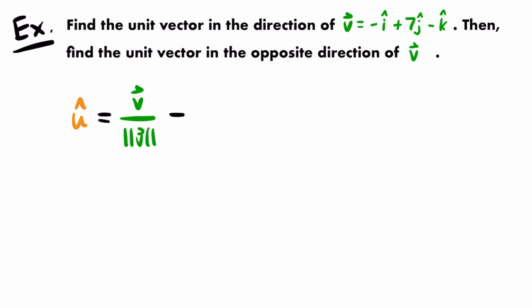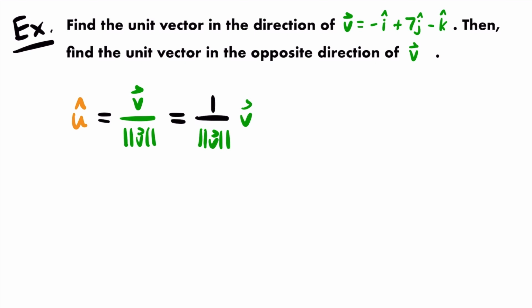Note that you could also write this to be 1 divided by the magnitude of vector v multiplied by vector v. So this is just scalar multiplication of 1 divided by the magnitude times vector v. And so in order to find the unit vector in the same direction of vector v, we first need to find the magnitude of vector v.